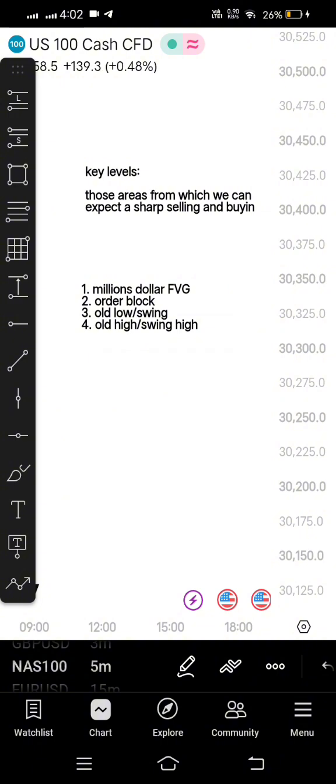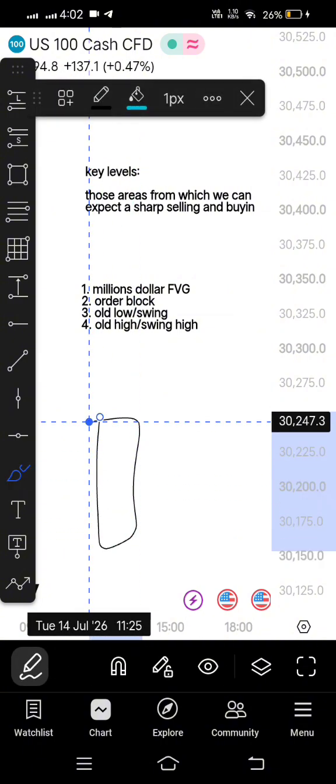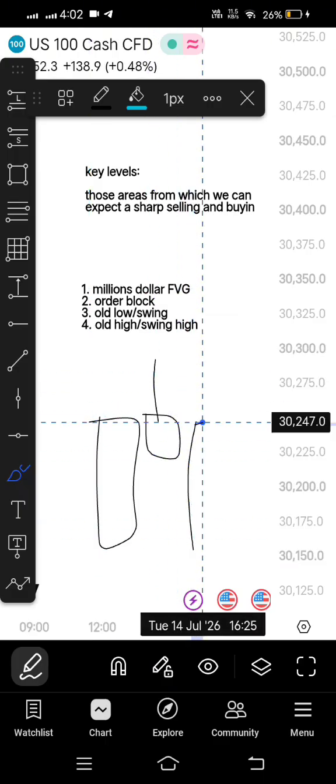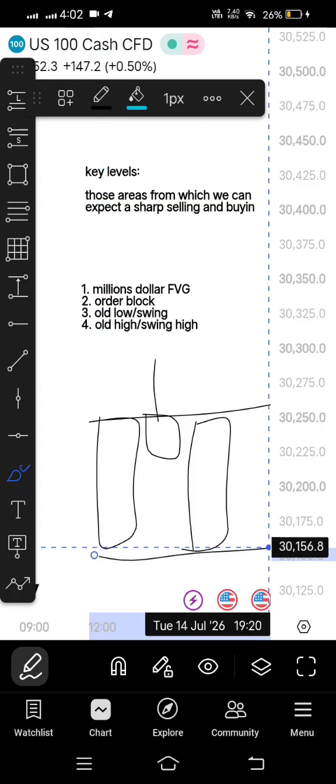Now let me tell you why key levels are most important in the CRT. For example, you are playing the three candle CRT, which looks like that, and the third candle distributes to the downside. Candle range high, candle range low.